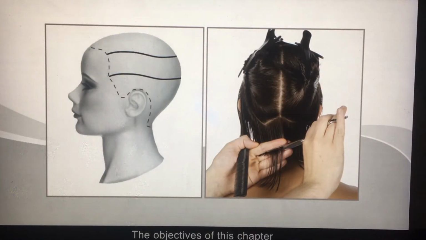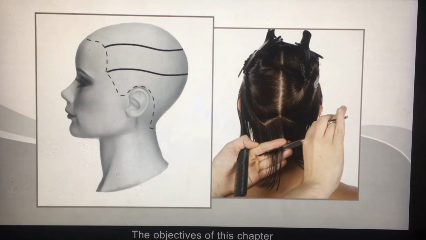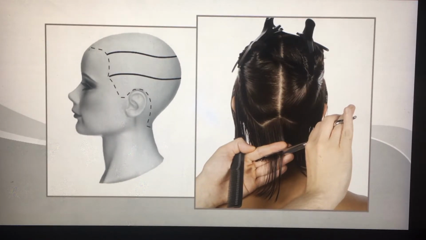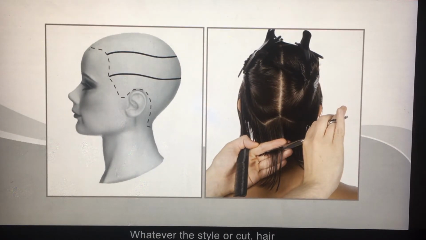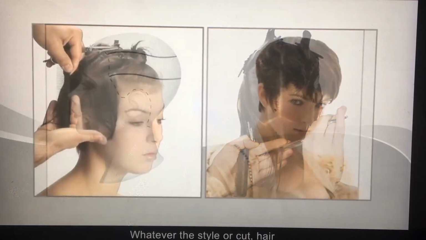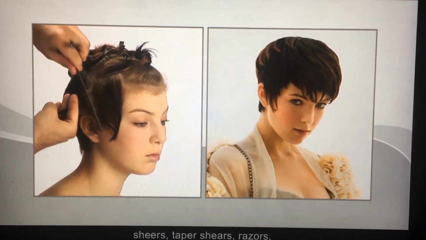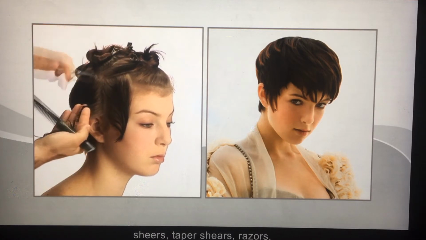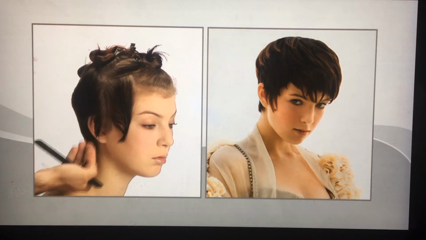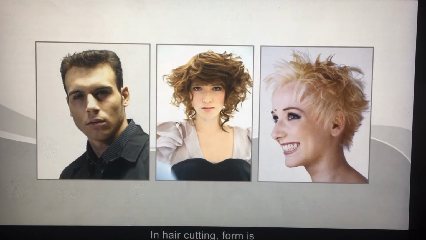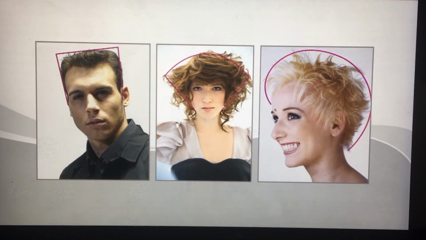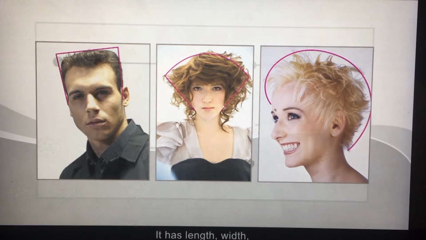The objectives of this chapter are haircutting theory and haircutting procedures. Whatever the style or cut, haircutting can be defined as the artistic carving or removing of hair lengths with shears, taper shears, razors, and/or clippers to create various forms and shapes. In haircutting, form is a three-dimensional representation of shape.